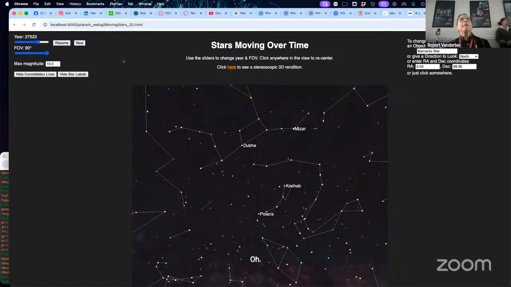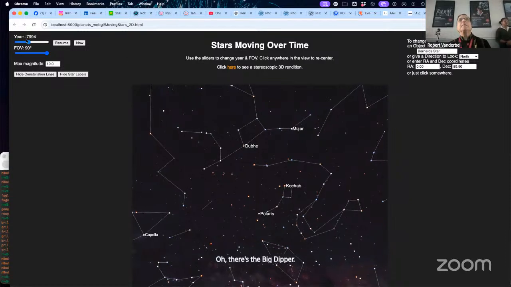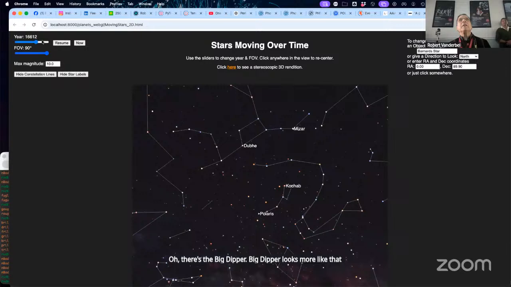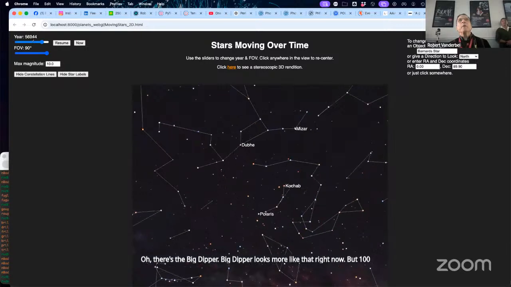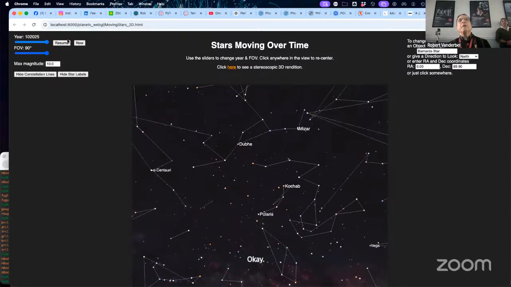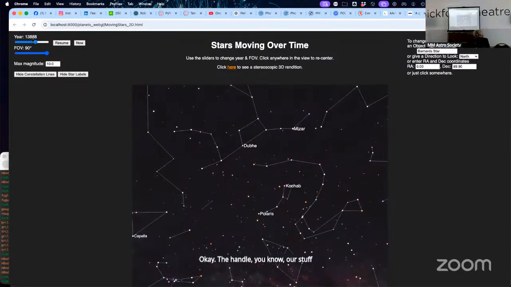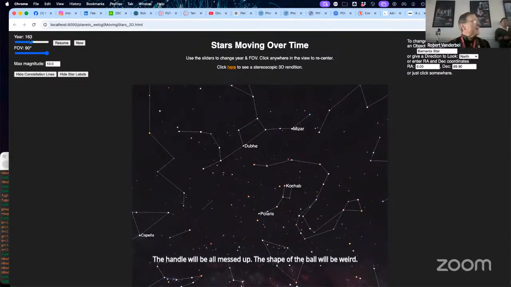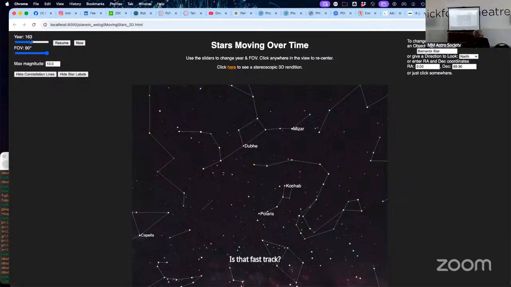Oh, there's the Big Dipper. The Big Dipper looks more like that right now, but 100,000 years from now, it'll look kind of weird. The handle will be all messed up. The shape of the pole will be weird. Oh, the spatula. Yeah.